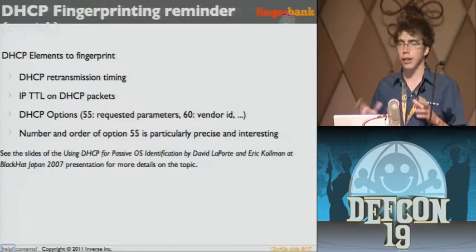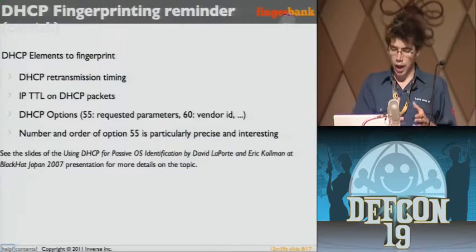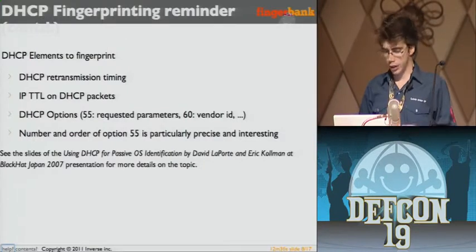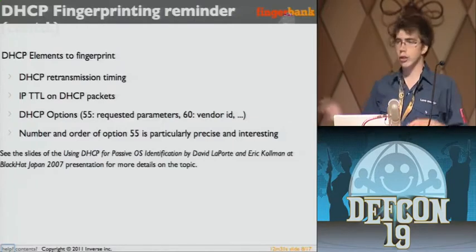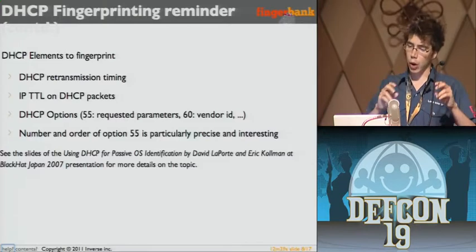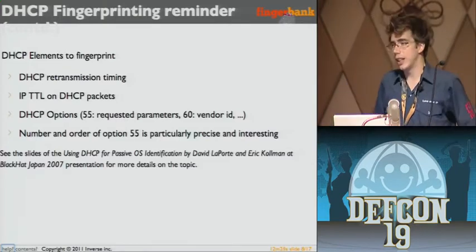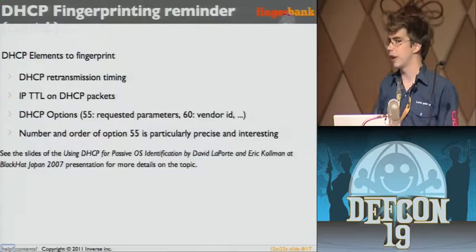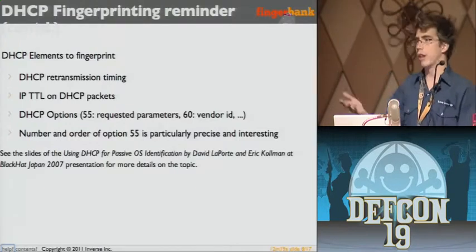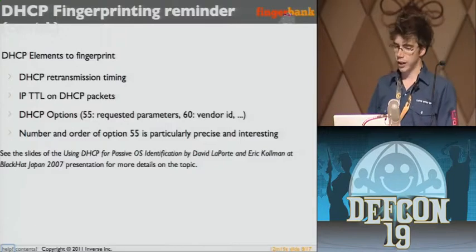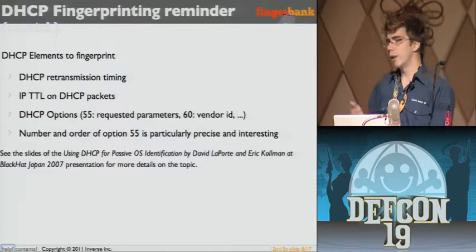In the future, probably there will be tools, or people will have BackTrack mimic a Windows XP system. But right now, you can spot BackTrack as an Ubuntu system with fingerprints. So, a reminder: what is possible to fingerprint on DHCP? Well, you could focus on the retransmission timing and all the timing stuff, on the TTL, so the IP TTL on the packets.